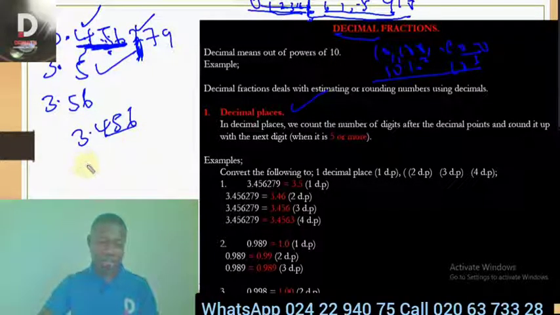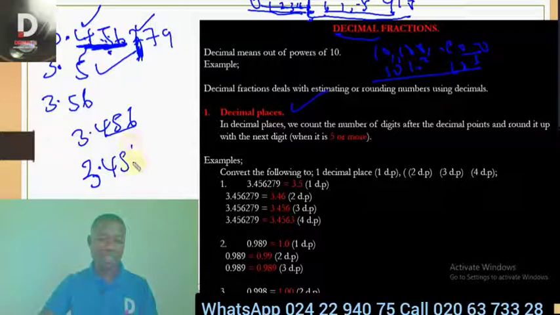4 decimal places. So 3.456. 4 decimal places is here. 1, 2, 3, 4. So the next number is what? 7. It can round up. So this one becomes what? 3. This is 4 decimal places.